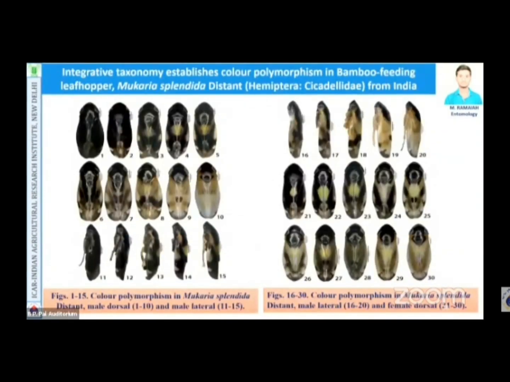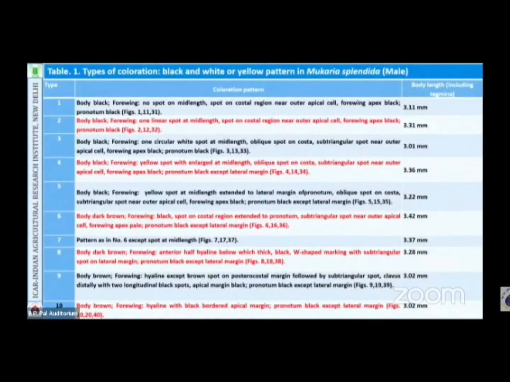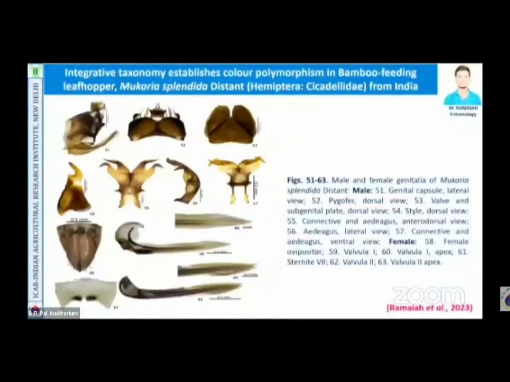During my study, with collections from the different states, I also observed maximum color pattern diversity in the population of Mucaria splendida. Here, if you see, there are 10 color marks in each sex. Each color mark we described as type 1, type 2, and so on. Likewise the females were also described, and when we dissected the genitalia, the genitalia was the same.